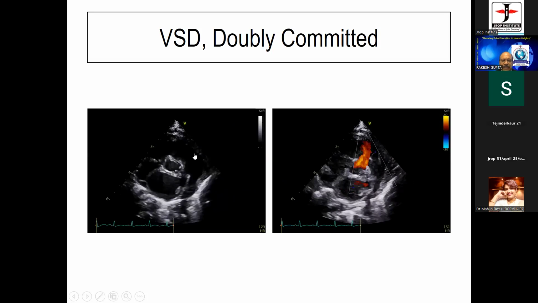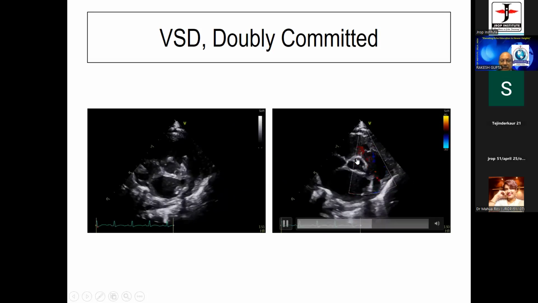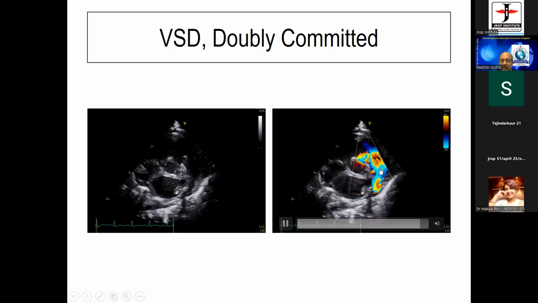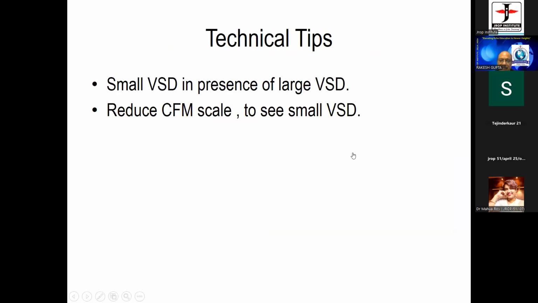Now look at this VSD. The previous VSD was in the middle. Now this VSD is shunting blood both to the RVOT and the pulmonic artery. But before the pulmonic valve, if this VSD is over here, this is known as an aorta pulmonic window. But if it's before the valve, this is known as a doubly committed VSD.